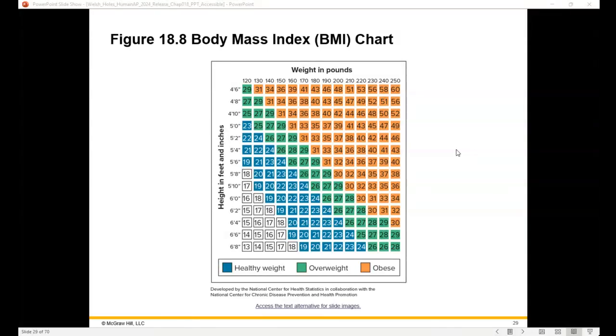This figure shows you body mass index and how to determine it based on your height in feet and inches. And it tells you what level is considered healthy weight, overweight, and obese based on your height and your weight.